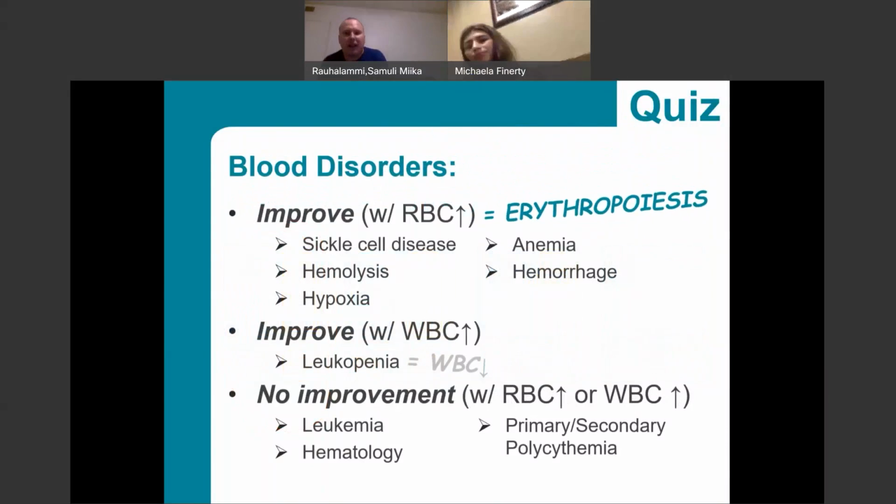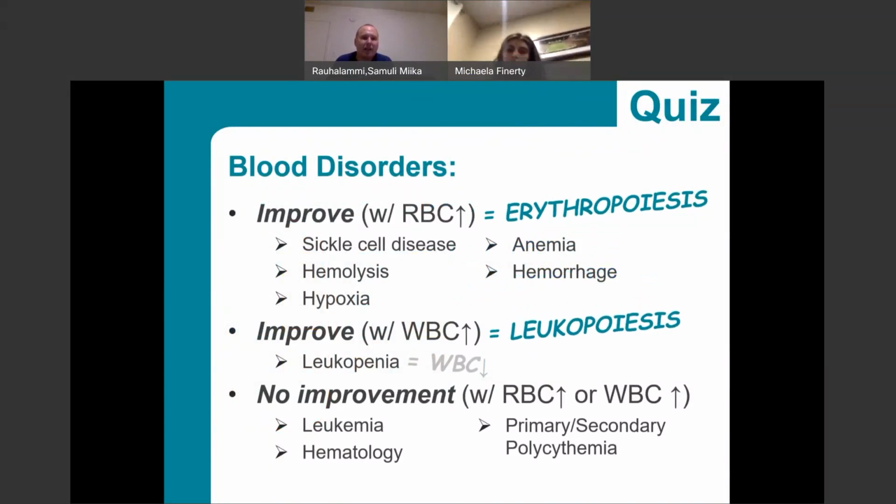Blood disorders, these are kind of the last things that come up on the quiz. If you have any of these disorders, you will then respond to that by producing more red blood cells. So if you have sickle cell disease, you produce more red blood cells. If you have hemolysis, you produce more red blood cells. If you have hypoxia, you respond to that by producing more red blood cells. If you have anemia, again, you produce more red blood cells. And if you're bleeding, you have hemorrhage, you produce more red blood cells.